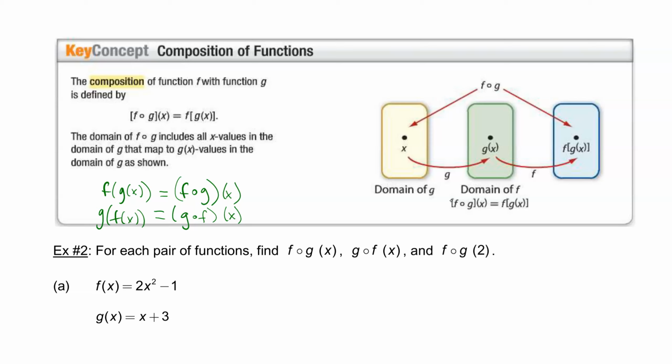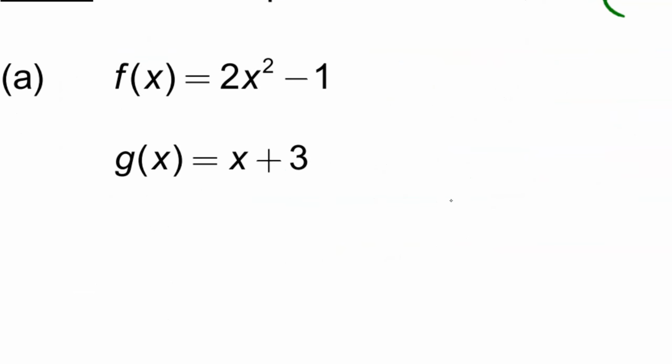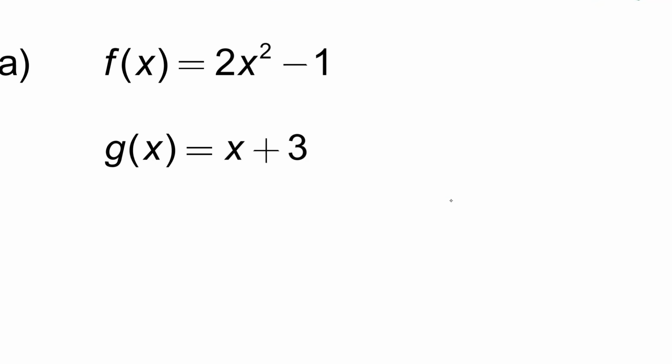Okay, let's do this. For each pair of functions, find Fogg, find Goff, and Fogg of 2. So, first one, I have 2x squared minus 1. So, I want to find Fogg.